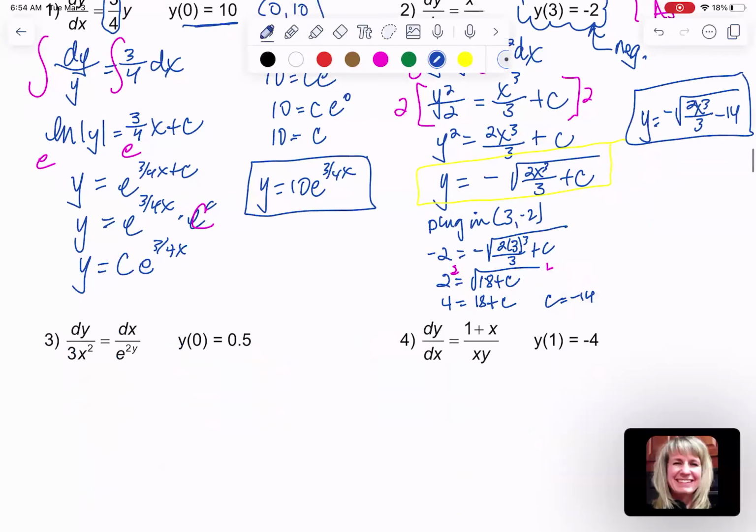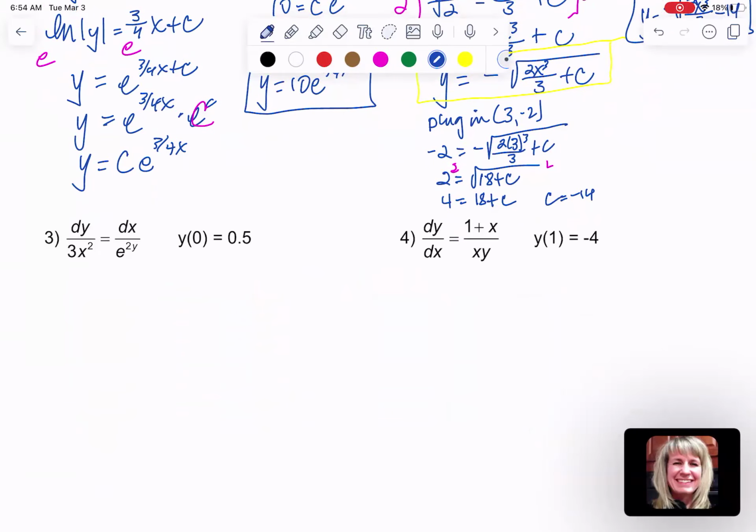All right, on the next one, I'm going to get my y's on one side and my x's on the other side. So we've got e to the 2y dy equals 3x squared dx. I'm going to integrate both sides.